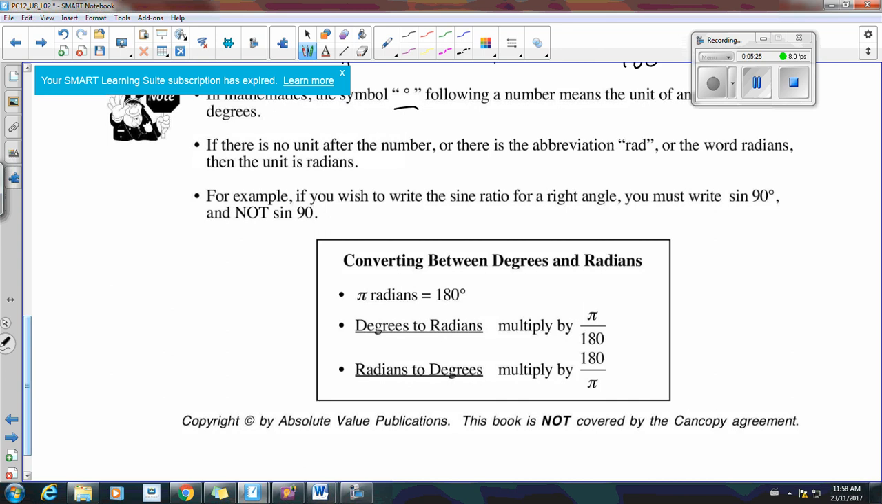So this is very important to remember. Pi radians is 180 degrees. If you are converting from degrees to radians, you multiply by pi over 180. So I always remember that we're going to radians, we have the pi on top. Radians to degrees, you multiply by 180 over pi.